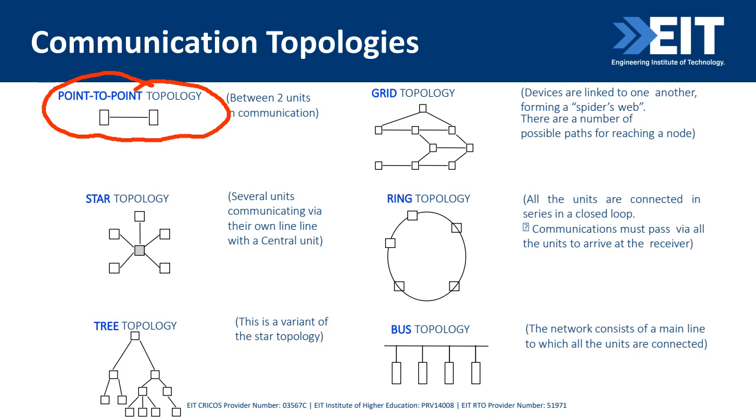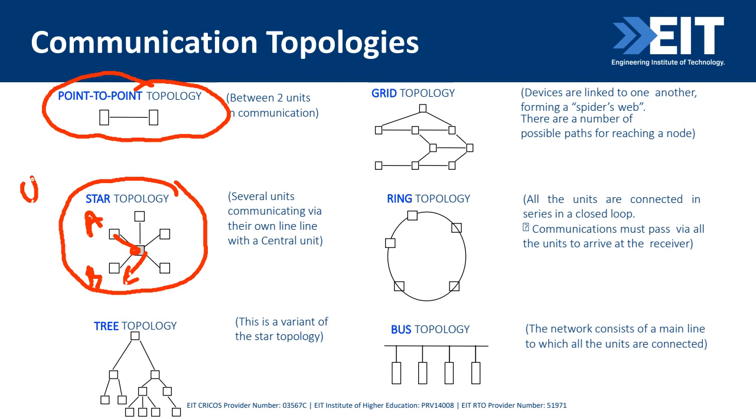Star topology. Here, all devices will connect to a central device. And if two devices want to talk to each other, like A and B, they would have to send to the central device and the central device will send to B. In Wi-Fi, this is what we have. When you use Wi-Fi and you use an access point, this is what you are using. Everything goes through the access point.